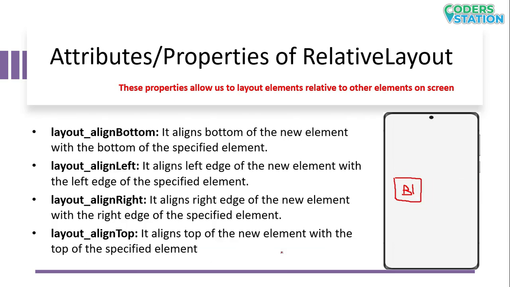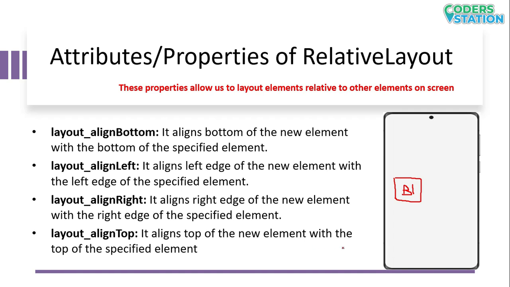So the next attribute is layout underscore align bottom. Whatever element we place, we will be relating it with the first element that is there on the screen, and we will be relating it by layout align bottom.